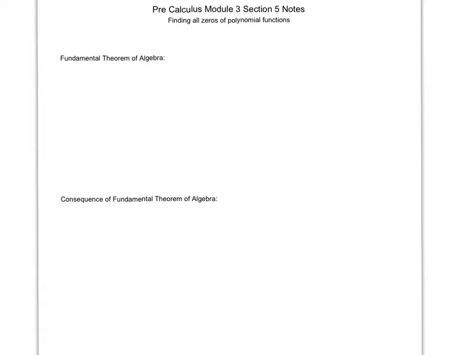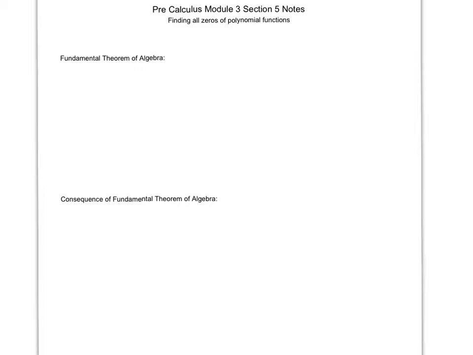Okay, in section 5 we're going to complete our look at polynomials by trying to find all the zeros of polynomial functions. So this will include rational zeros, irrational zeros, and complex zeros as well. So this really all comes down to one of the most important theorems in math, which is called the fundamental theorem of algebra. Now the fundamental theorem of algebra, it's a pretty simple theorem.